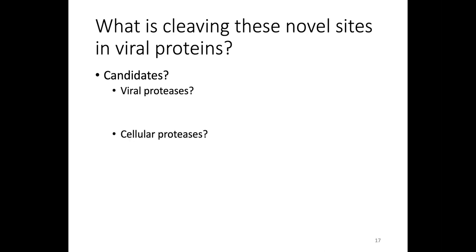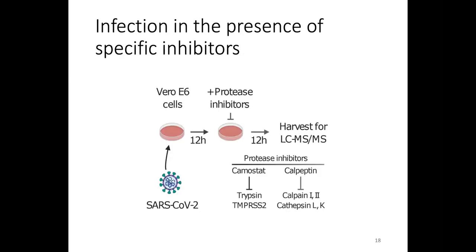It could be cellular proteases, and certainly in the case of the spike glycoprotein, we know that cathepsin cleaves spike, but we don't know where. Other candidates include calpains or members of the TMPRSS family. And this is certainly not an exhaustive list, though these are likely candidates. How can we go about testing if any of these proteases are responsible?